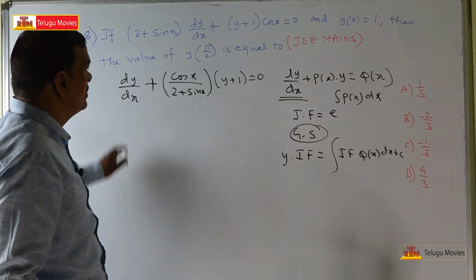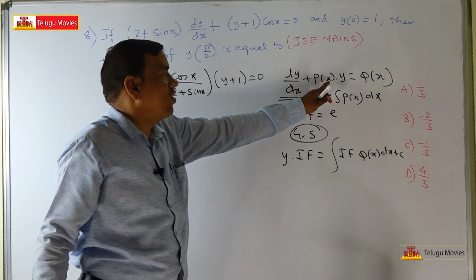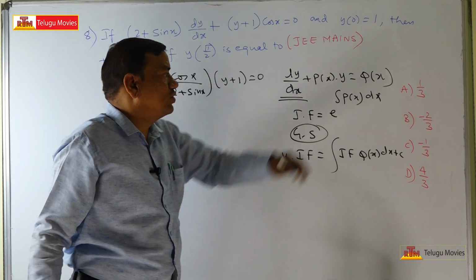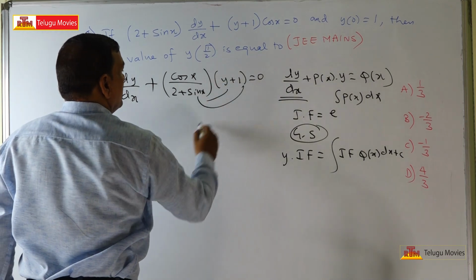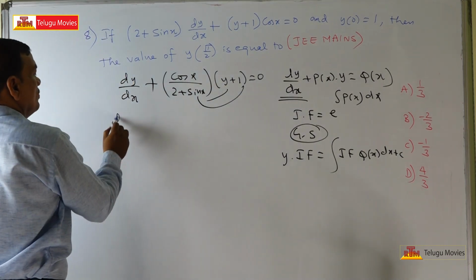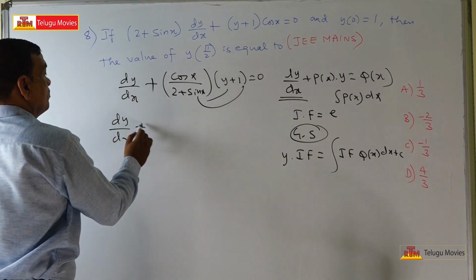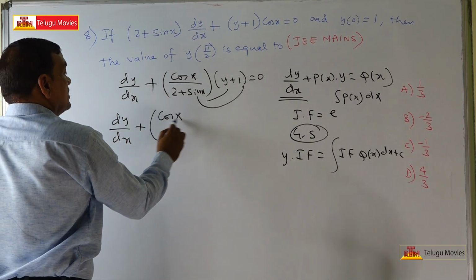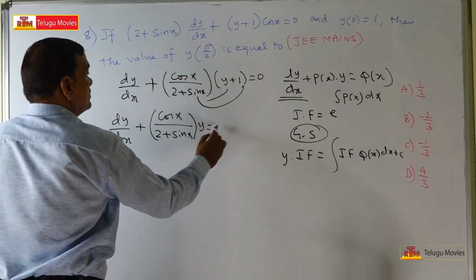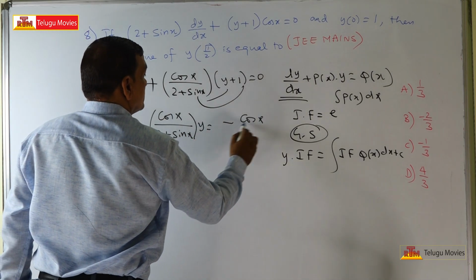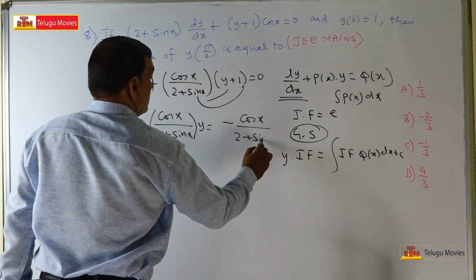Now if you observe, in dy by dx we have p of x into y, and we take the rest to q of x. So taking it to the right hand side, you will get dy by dx plus cos x by 2 plus sin x times y is equal to minus cos x by 2 plus sin x.